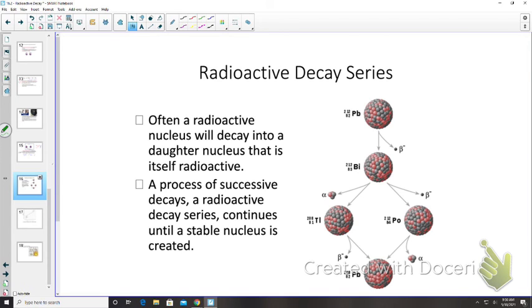So if we look at lead-212 here, it undergoes beta negative decay. It turns into bismuth-212. Bismuth-212 is unstable, so it will undergo alpha decay and beta negative decay, forming thallium and polonium. And then thallium and polonium are themselves also radioactive. So polonium will undergo alpha decay, thallium will undergo beta negative decay, and then we are back with lead-208. And we would consider lead-208 to be a stable nucleus.